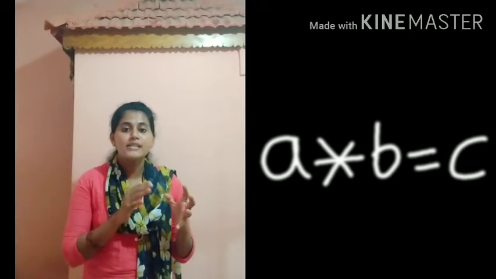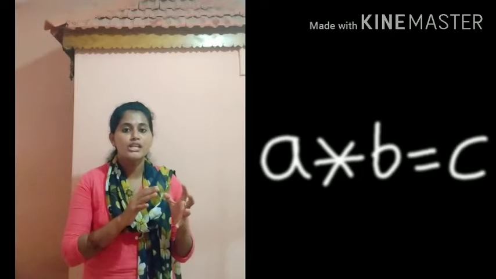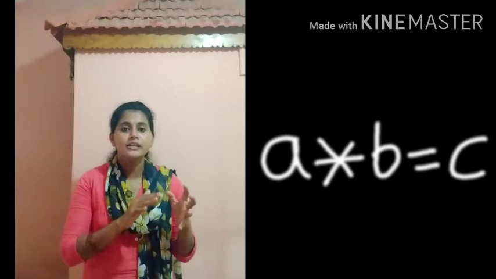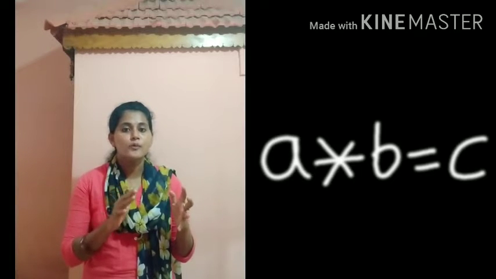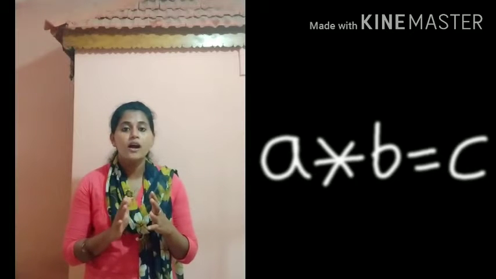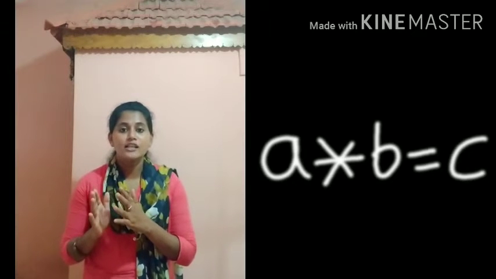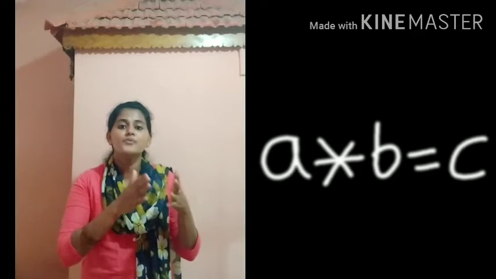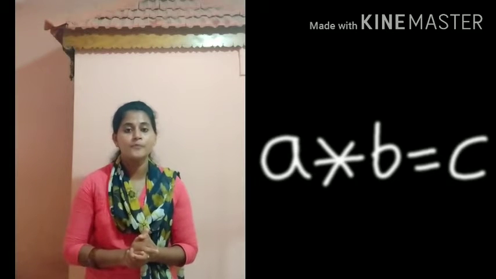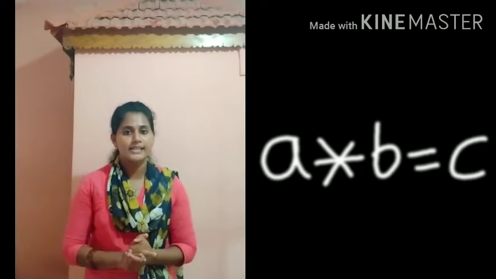Okay, star means any mathematical operation performed between two numbers of that set gives the result C. This C must also be a member of that set itself. Okay, this will clarify the closure set, right?